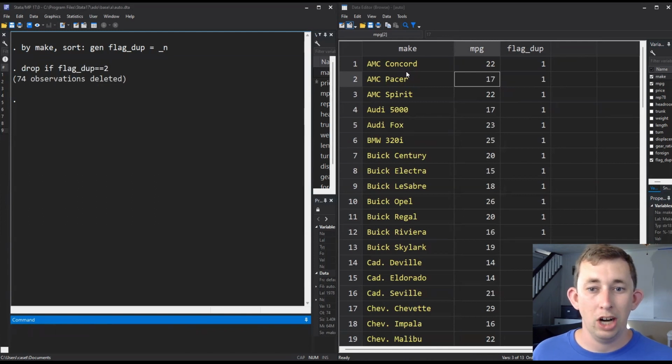Again, this is one way to drop duplicates in this case, but hopefully this is helpful in getting you to think about how to drop not exact duplicates.